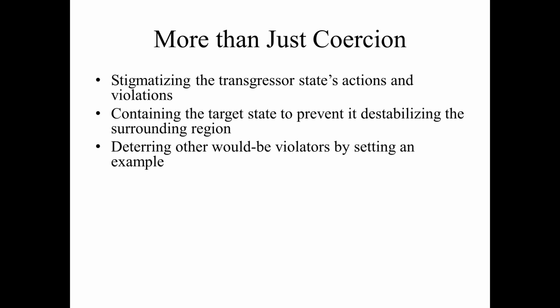A third option is simply to deter other would-be violators by using one country as an example. So if we do X to this country, and other countries within the region might be thinking of the same thing, the severity of the sanctions, the economic decline, the diplomatic isolation, the institutional fallout, will serve as an indirect message to these other would-be countries that you better think twice about what you plan on doing.